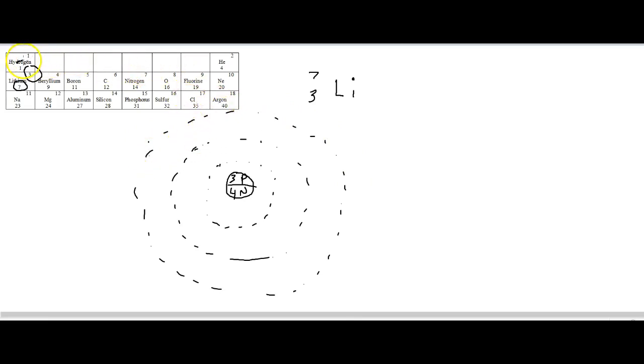I'm allowed to have 1, 2 in my first shell. I haven't gotten to lithium yet, so 1 electron, 2 electron. I then go to the next row. Next row, I'm starting with lithium. I only got 1, so I'm going to put 1 in this shell right here. Does that make sense? All right, that's it. I'm done. I'm drawn. That's it.